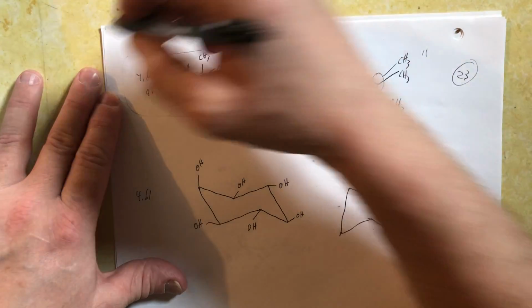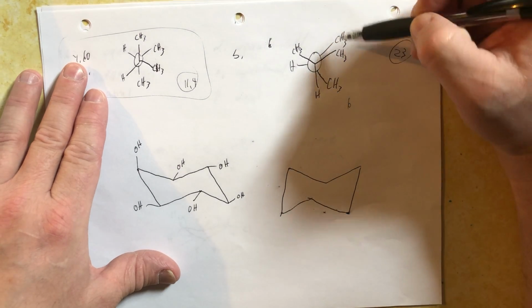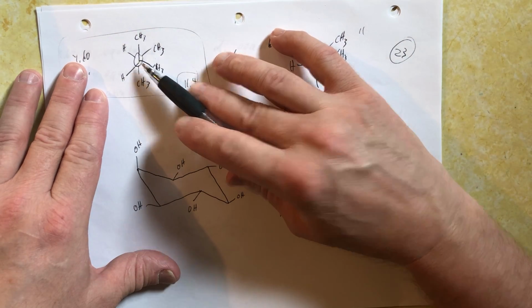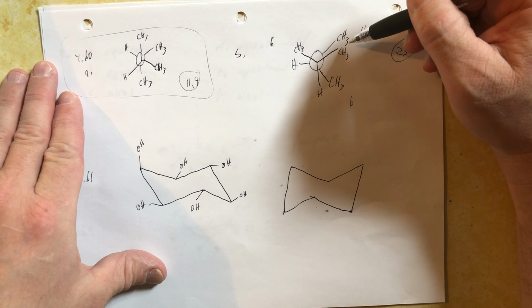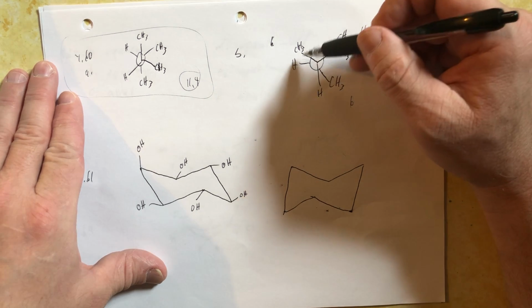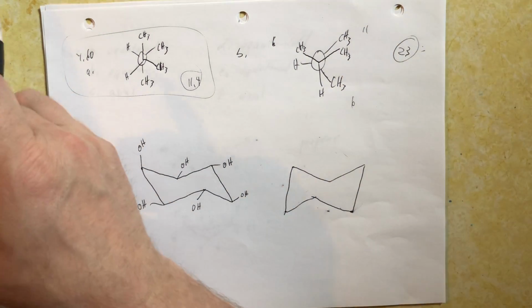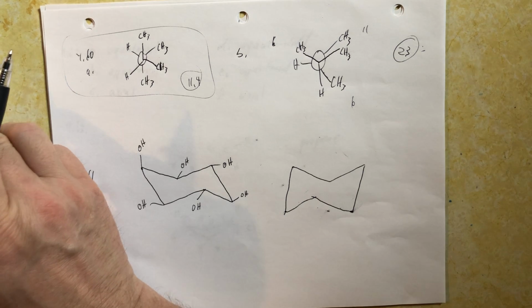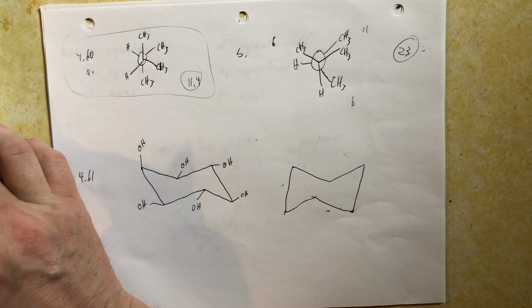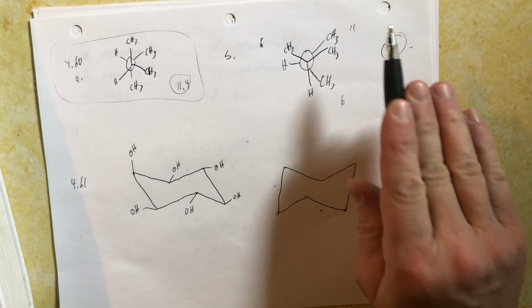Let's trust my first instincts, I guess. When they are staggered, or when they are eclipsed, these are all staggered. That's what I should have been saying. When they're eclipsed, these two are 11, these two are 6, and these two are 6, and that totals to 23. So I had that right the first time. So that's the total energy cost. So this one's got more energy in it.